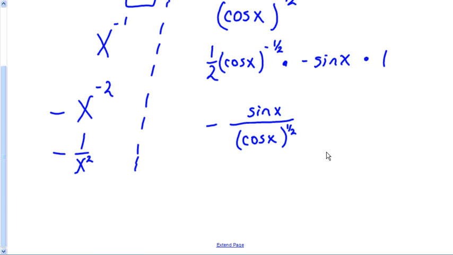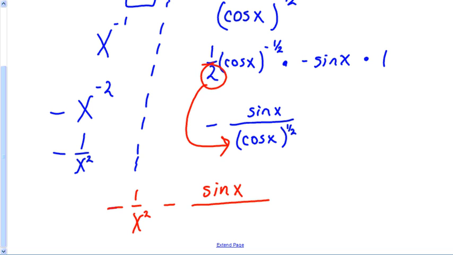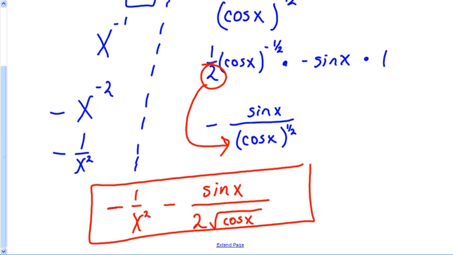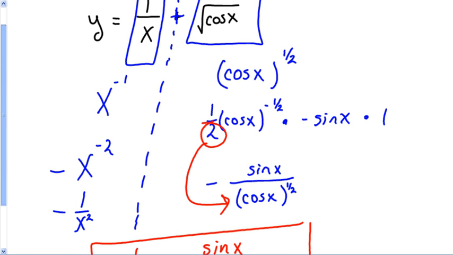So let's clean this up. This answer is negative, let's write in red, negative 1 over x squared minus sine x over, I forgot my 2. Nobody, why didn't you remind me? So that 2, and I'm going to rewrite as radical cosine x. And this is my final answer for that derivative. I don't even know what number we're on now. I've lost track, doing so many. I think that is number 10.